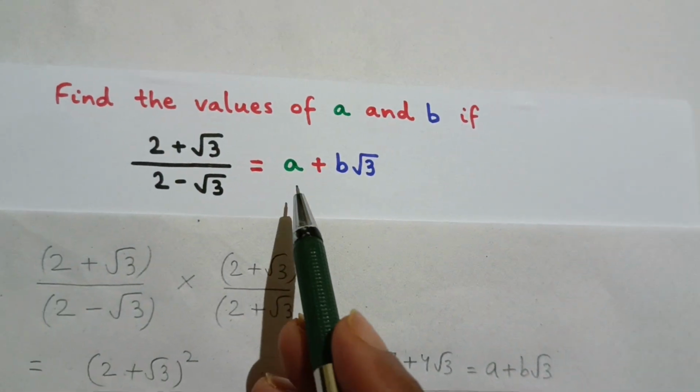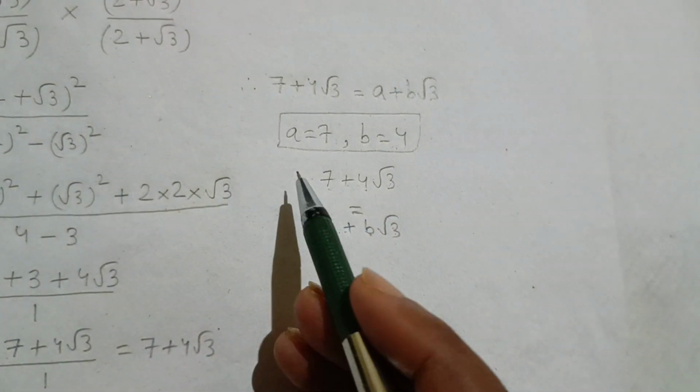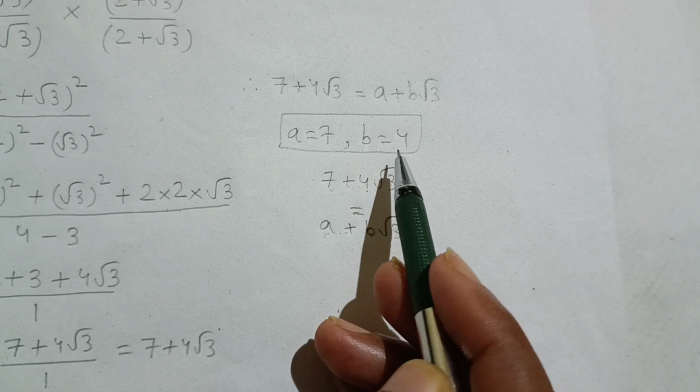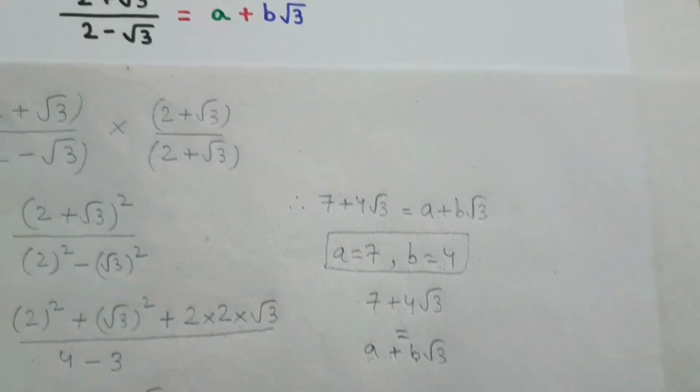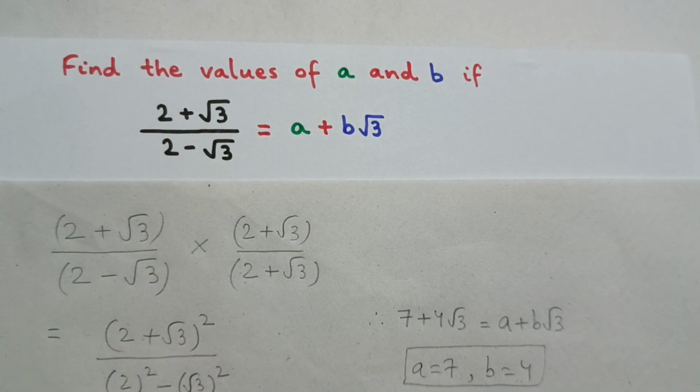So we have to find the value of a and b. The value of a is 7, the value of b is 4. And with that, I have solved this particular question.